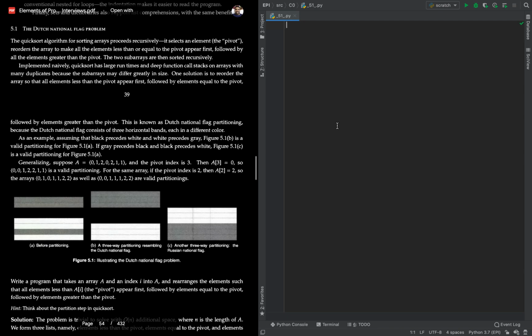I say these things because it's really hard for me to learn something without it being useful, or something that I can see being useful. So why would you ever want to sort arrays in the form of a Dutch flag? They've given us a reason. This book is pretty awesome like that. As an example, assuming that black precedes white and white precedes gray, figure 5.1b is a valid partitioning for figure 5.1a. If gray precedes black and black precedes white, figure 5.1c is a valid partitioning for figure 5.1a.